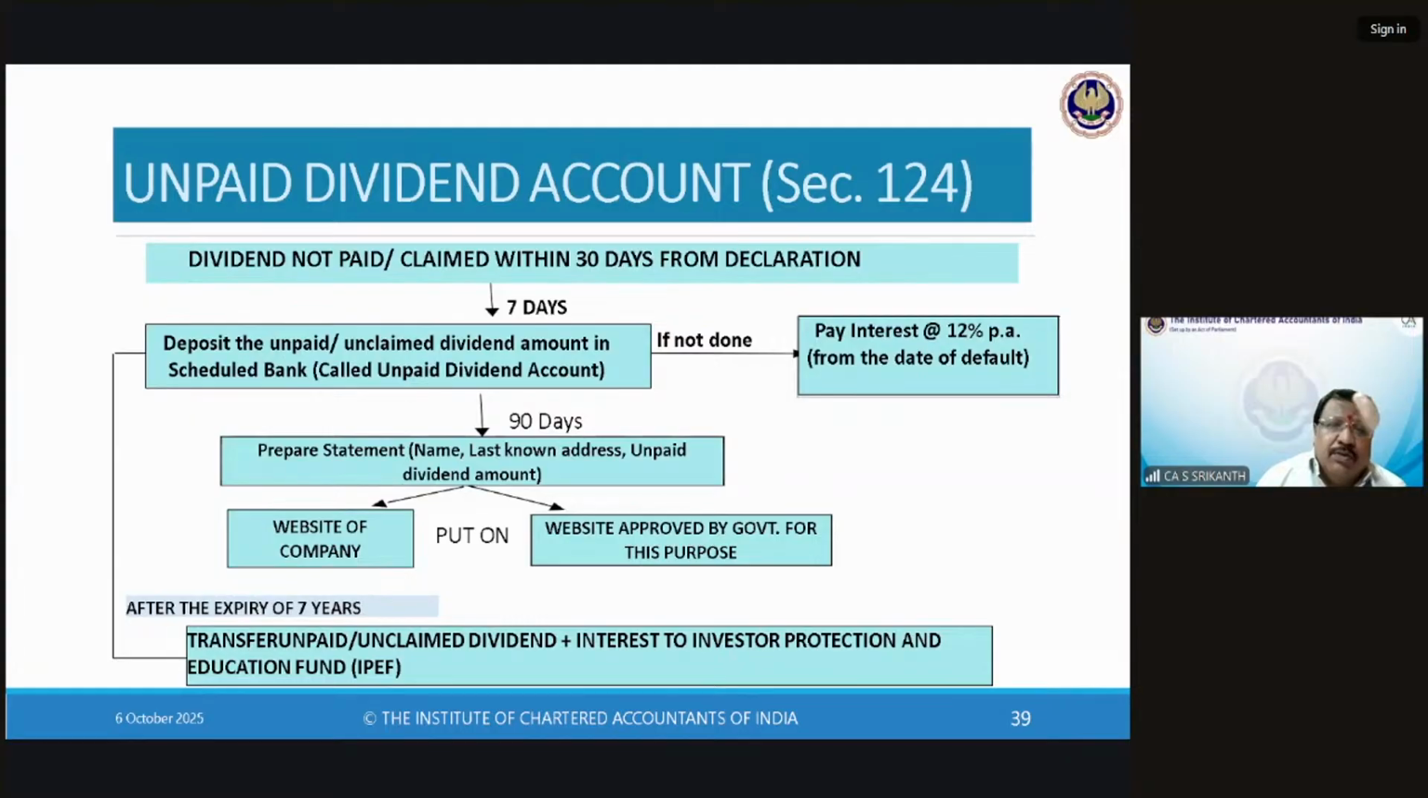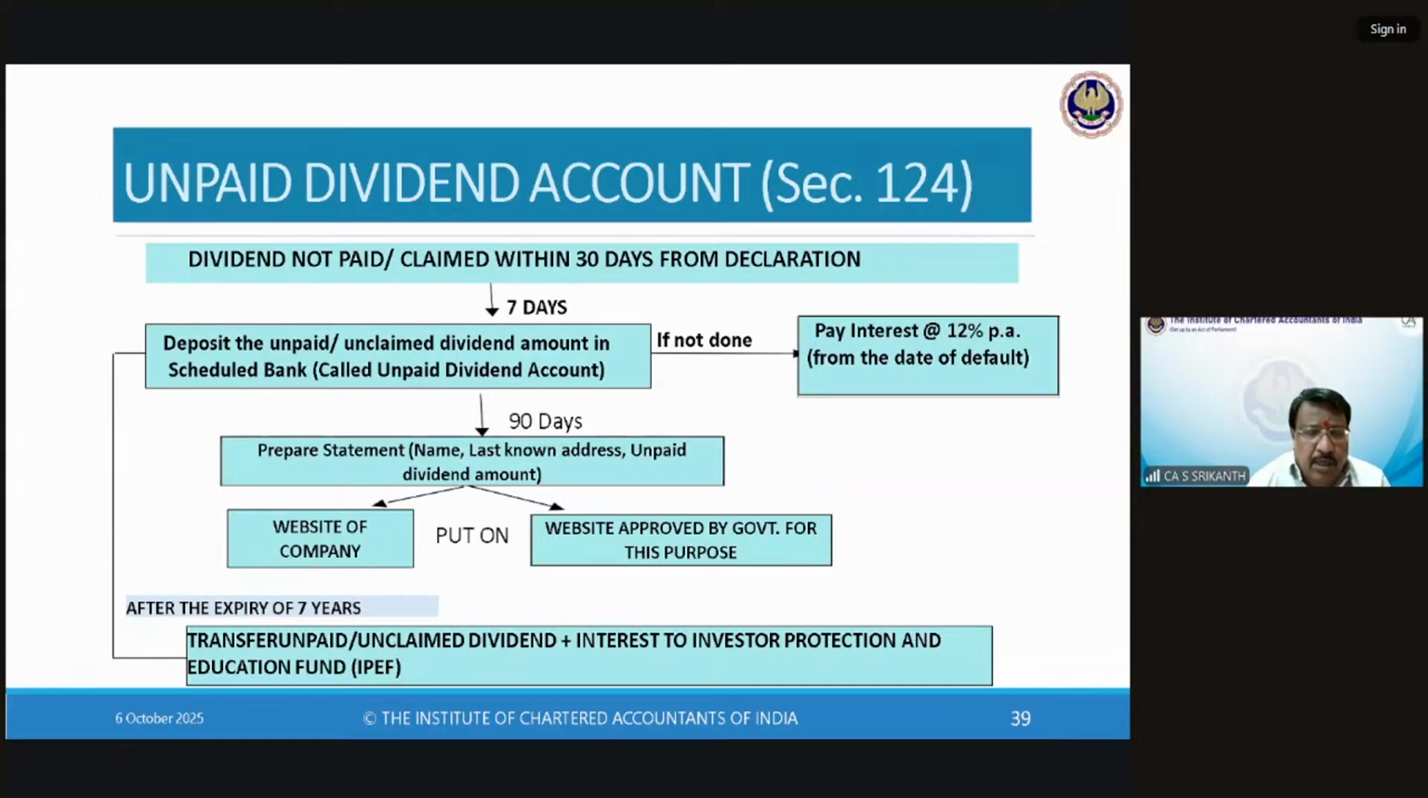After 30 days, you transfer within 7 days from the expiry of 30 days to the separate account. If not, you pay interest from the date of default, 12%, very high. Today, you check out the going rate, very low. And then prepare a statement within 90 days and put it up on your website and also the website approved by the government for this purpose.